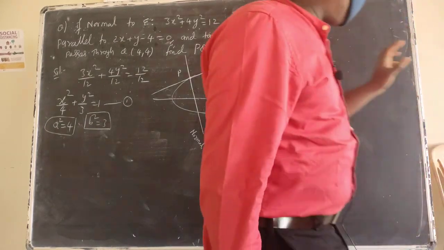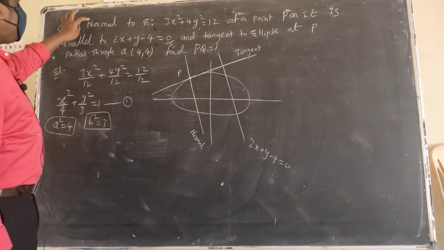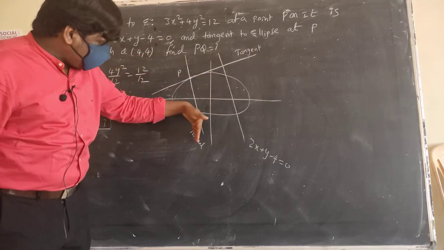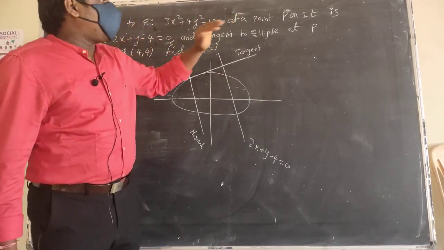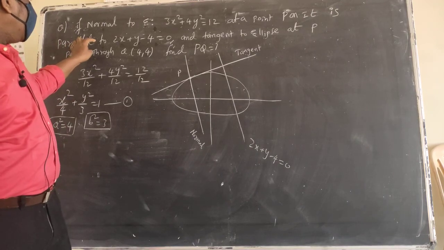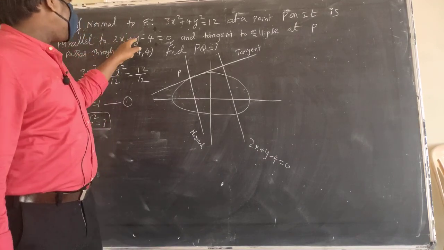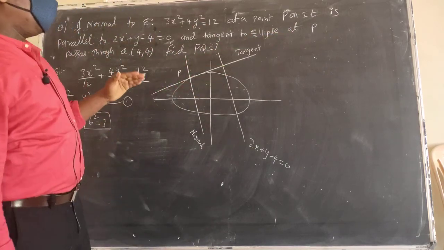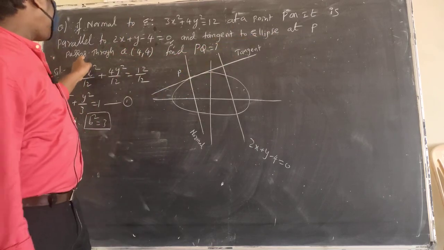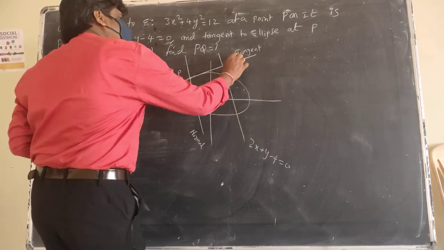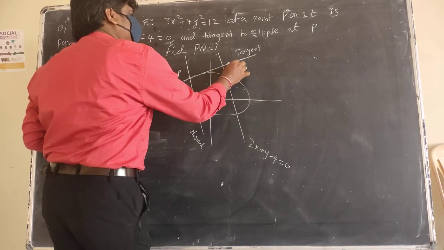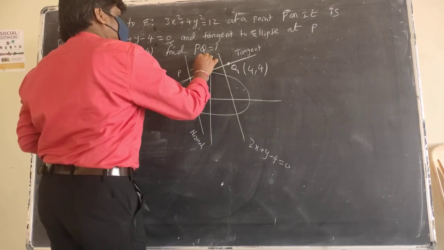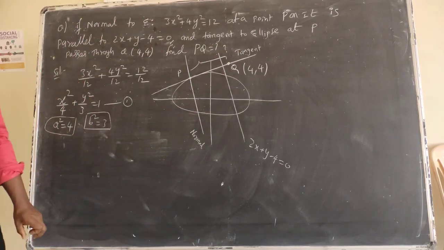So here this is exactly correct. What is he saying here? If a normal to the ellipse at a point P on it is parallel to the line 2x plus y minus 4 equal to 0, and the tangent to the ellipse at P passes through the point Q, that is 4, 4, then what is the length of PQ? That is the question.